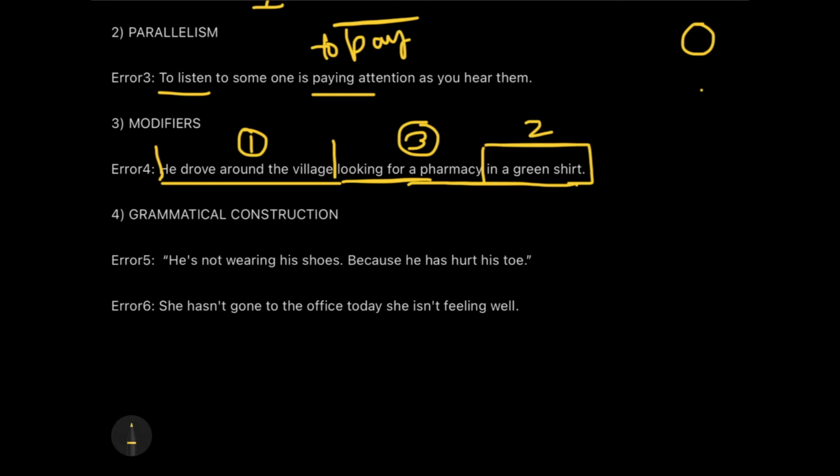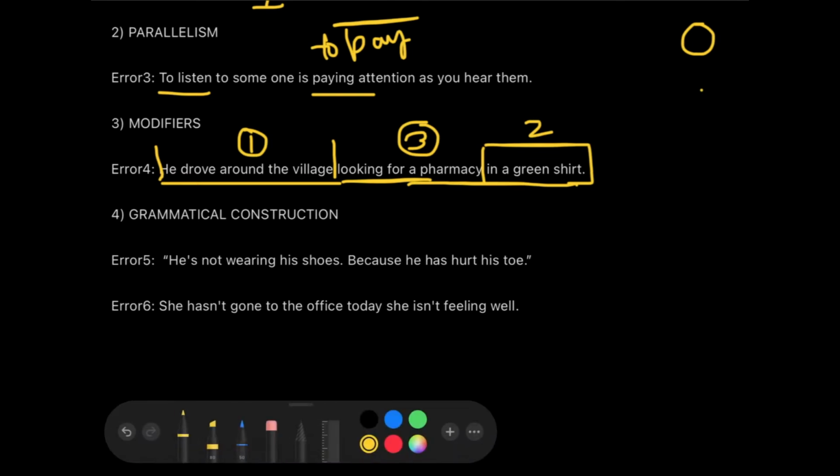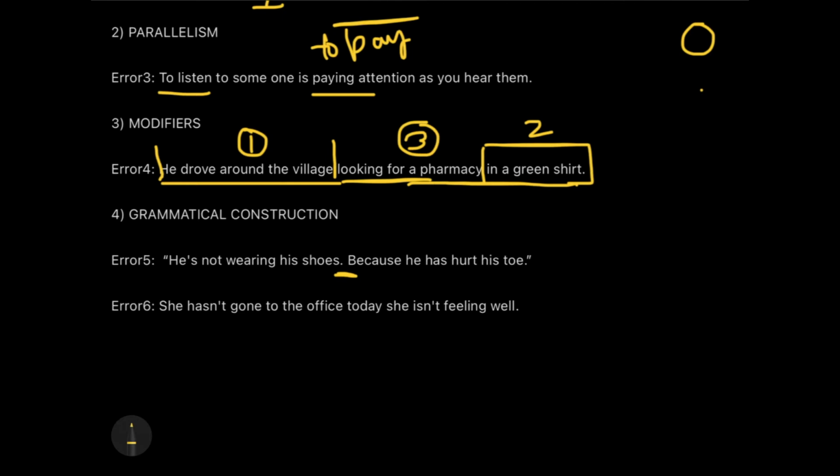I have 2 examples under this. Example number 1 is he is not wearing his shoes because he has hurt his toe. So pause the video, spot the error and then replay it. I'm going to say the answer now. So यहाँ पे problem simply punctuation की है. Full stop should not come here.